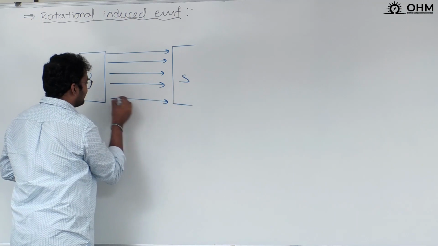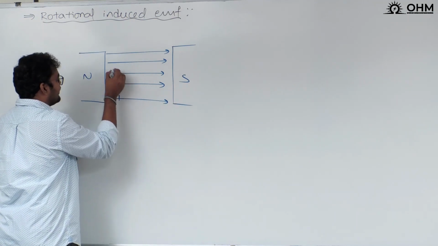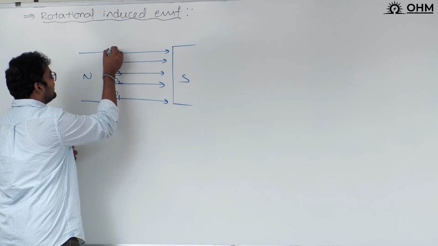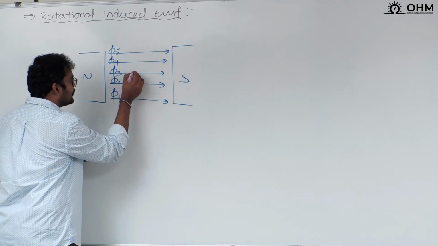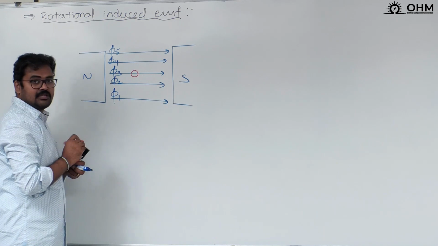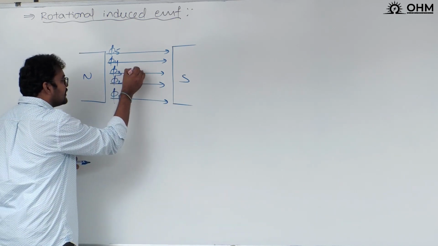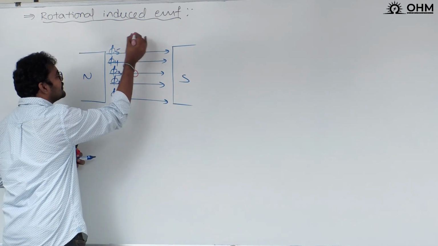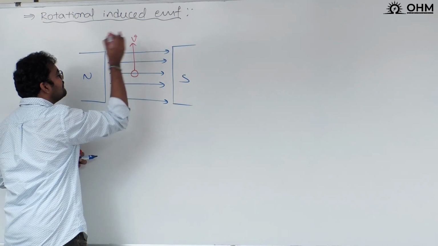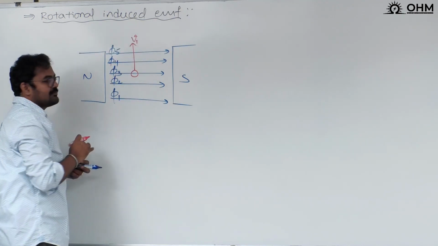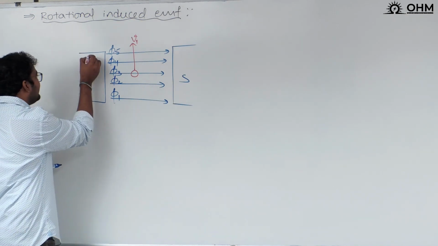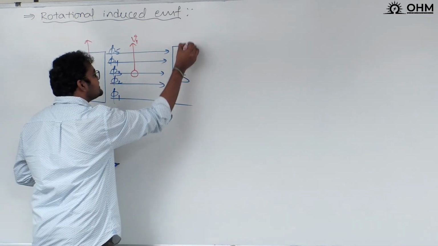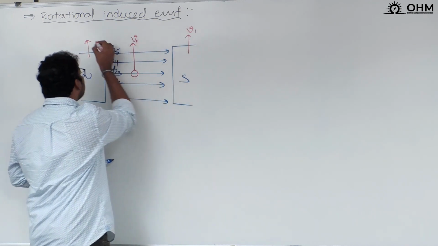I am assuming 5 flux lines: Phi 2, Phi 3, Phi 4, Phi 5. Assume there was a conductor located on the Phi 3 line, and imagine this conductor is moving in the upward direction at a velocity of V meter per second, or V1 meter per second.